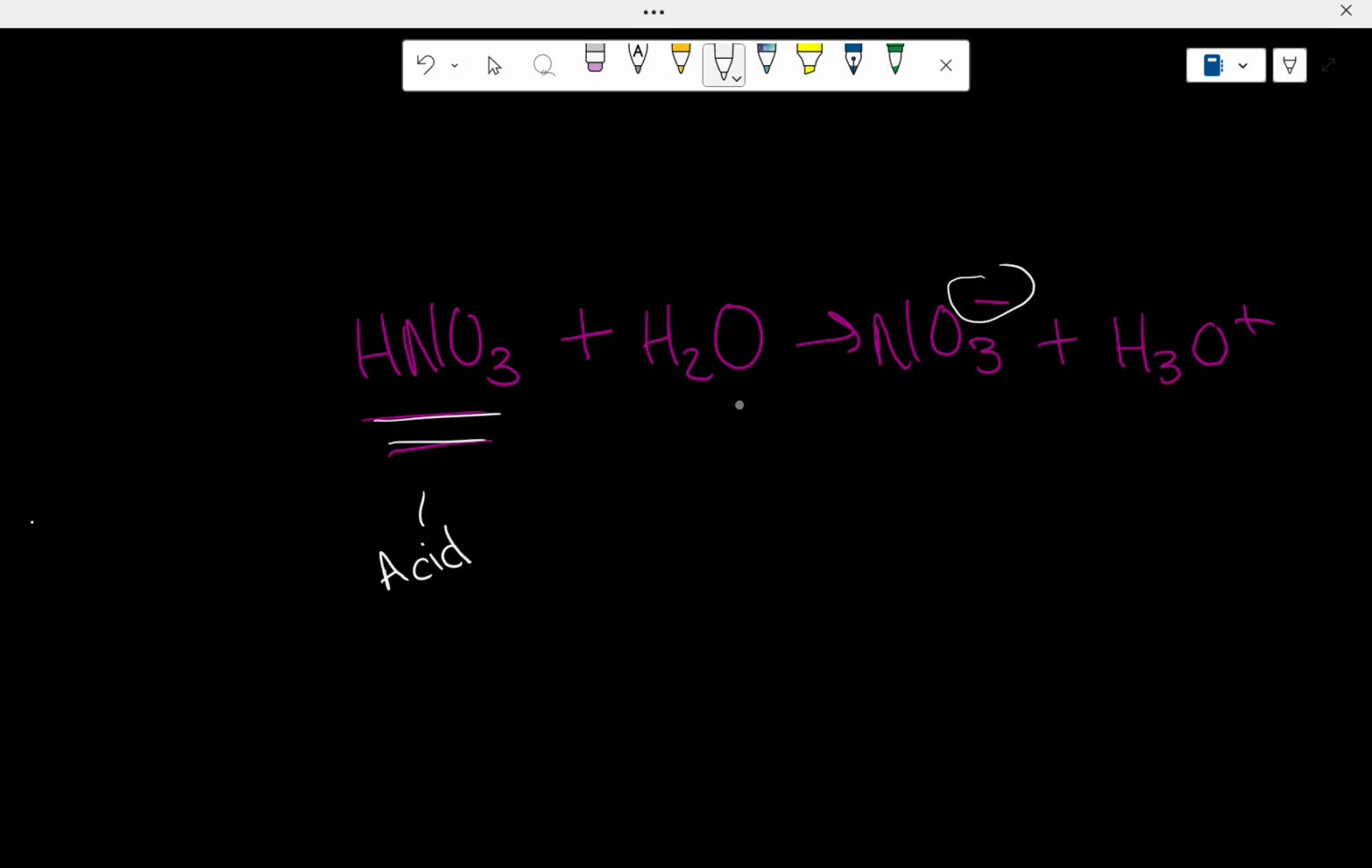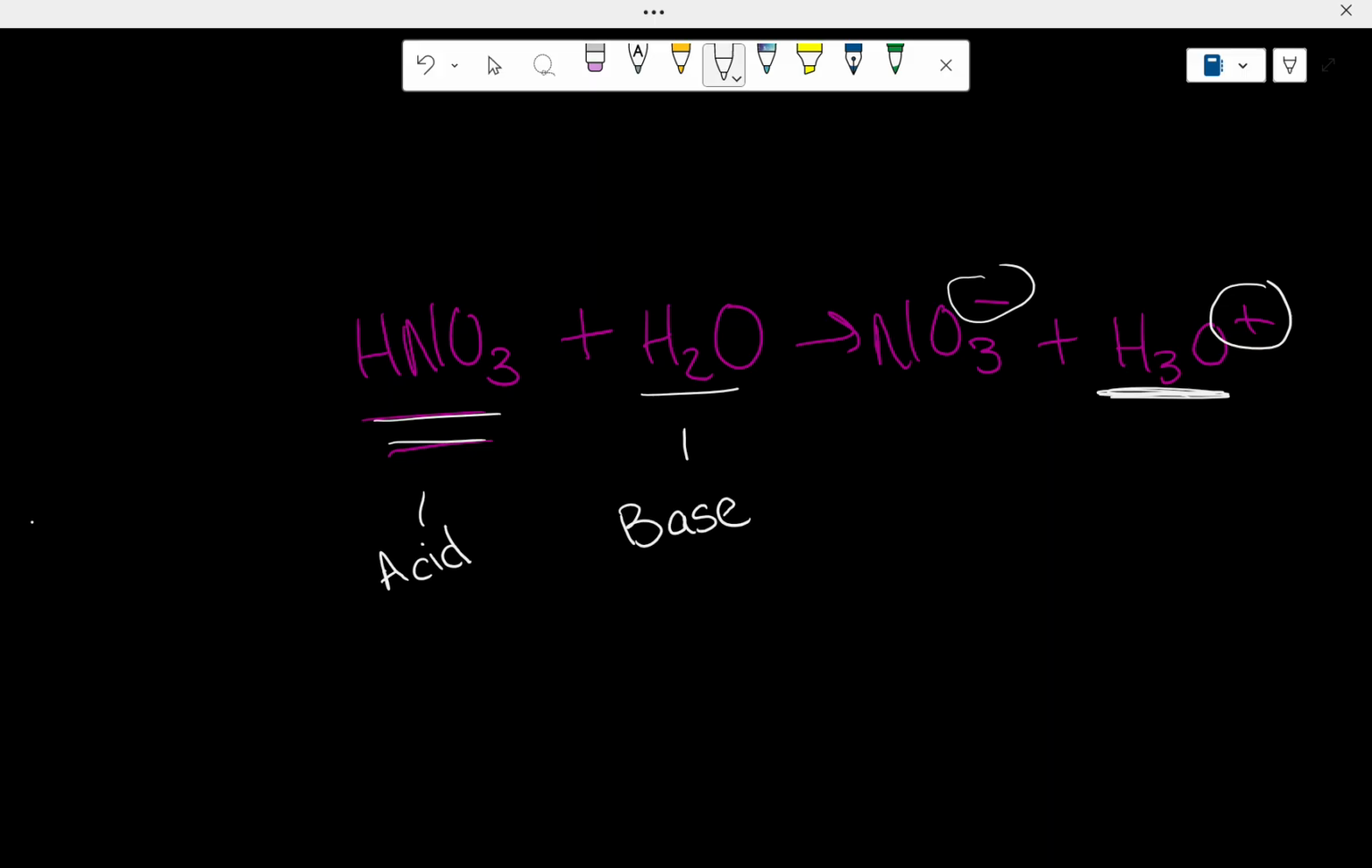Now H2O, we see that its overall charge is 0, so it's neutral, and it has 2 hydrogens. And it forms 3 hydrogens, so it gained a hydrogen, and it gained a positive charge. So this is going to be your base since it's absorbed a proton.